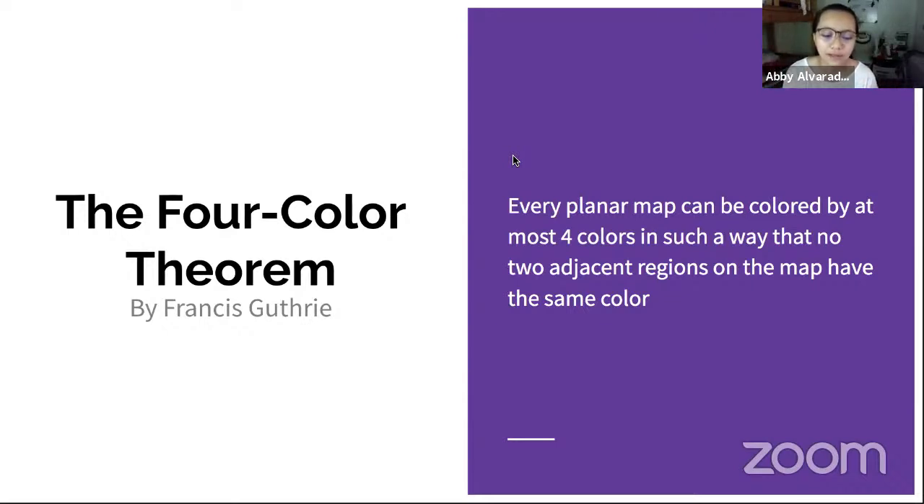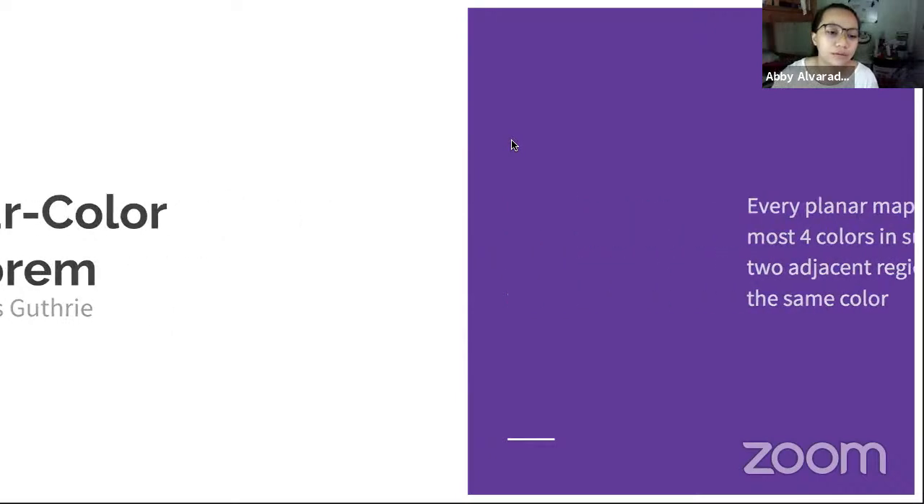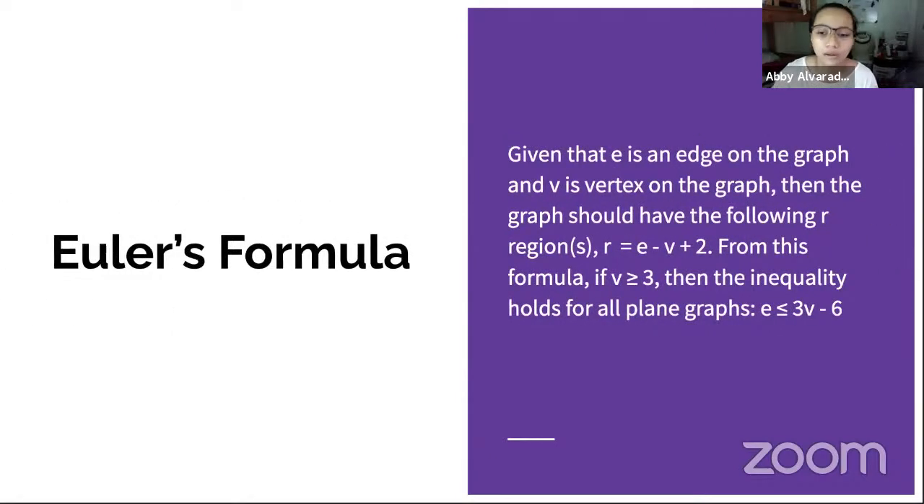So before we get into the chromatic number of non-planar graphs, first we have to differentiate a planar from a non-planar graph. So to differentiate those two, the author used Euler's formula, which states that the total number of regions of a given graph is equal to its total number of edges minus its total number of vertices plus 2. Now, if the graph has greater than 3 vertices, then the inequality holds for all planar graphs, which is the edges is less than or equal to 3 times the vertices minus 6.